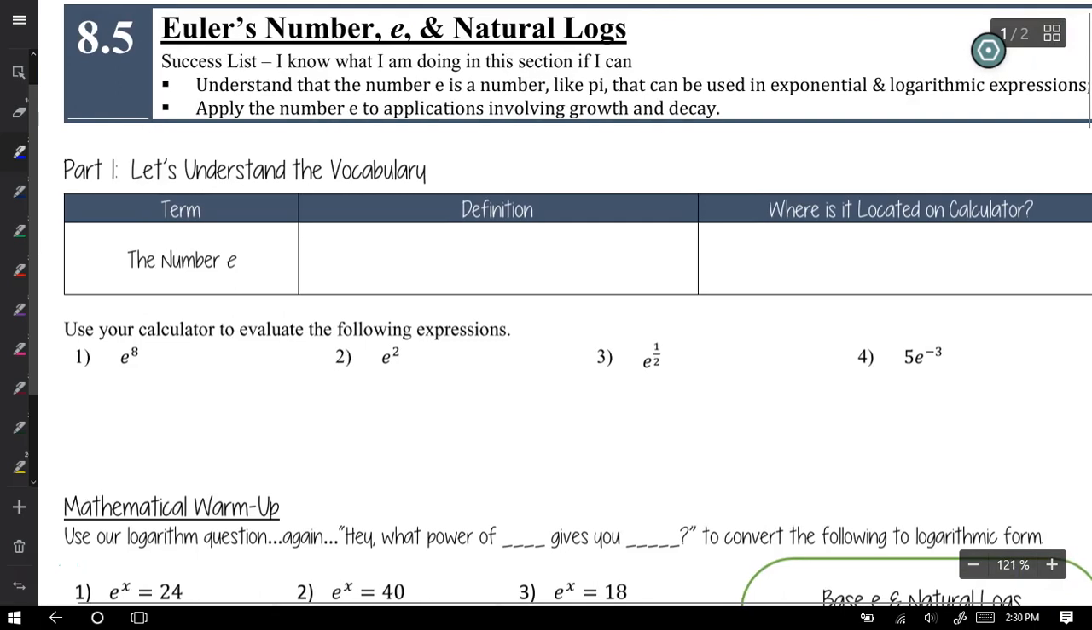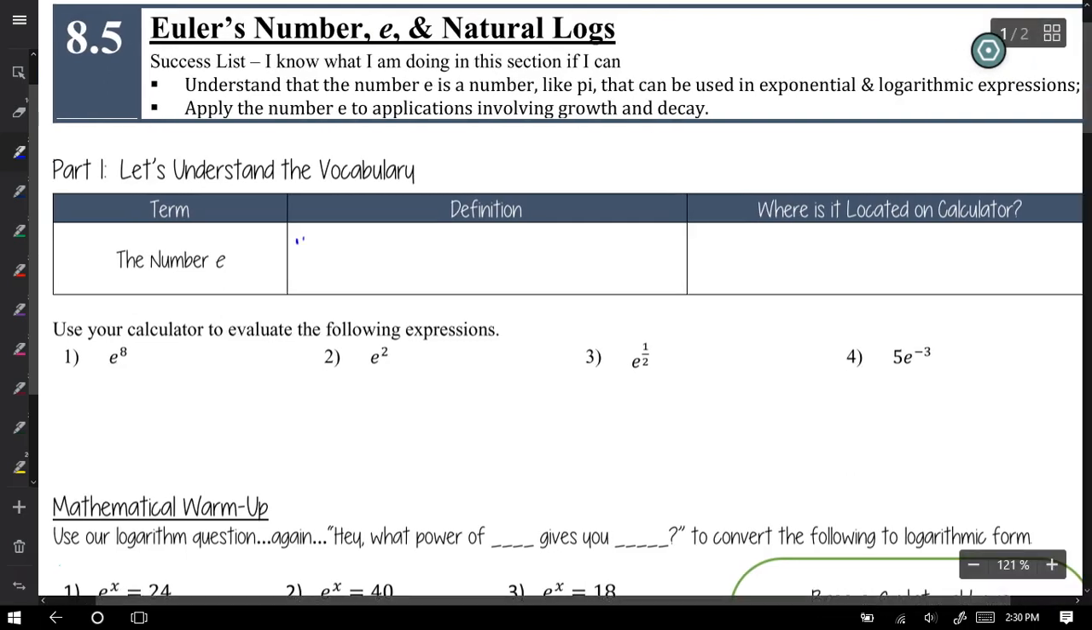The number e is what we call the natural number. It has a value. It is irrational, and the value is around 2.71828... It is an irrational number like pi, but it is a number. So even though we use the letter e for it, it is a number, not a variable.